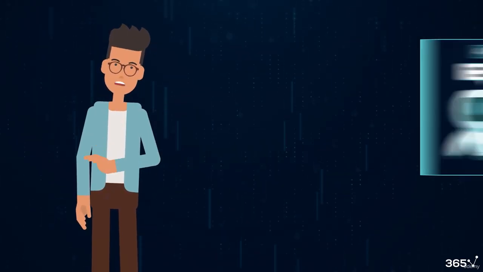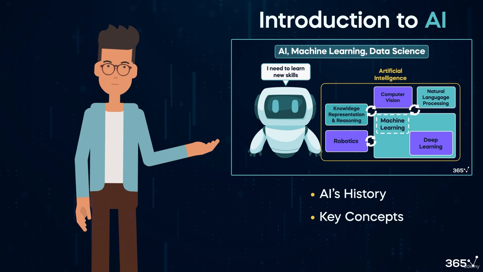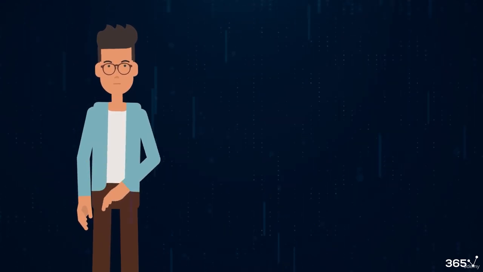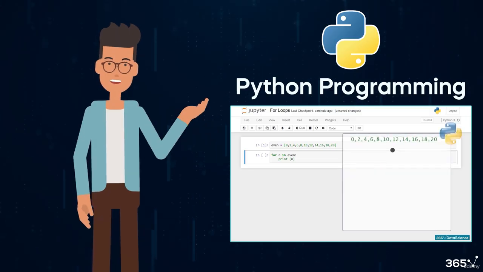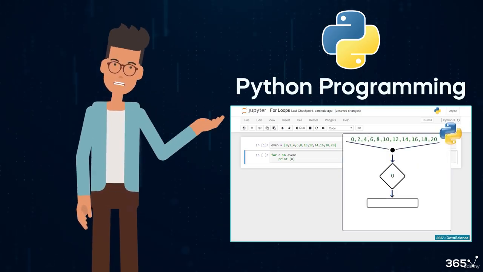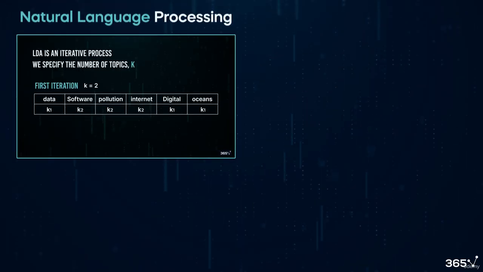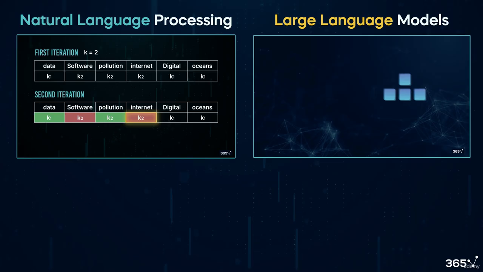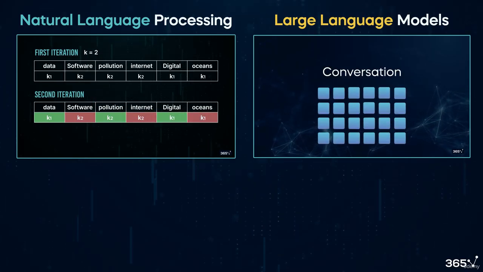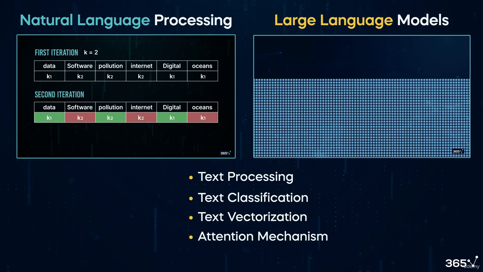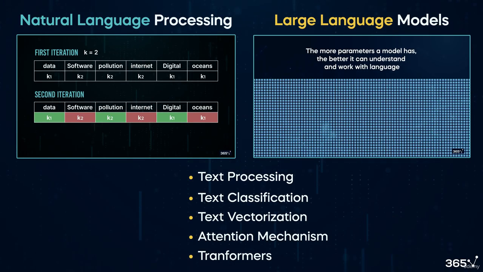We'll kick things off by exploring AI's history, key concepts, and those all too familiar buzzwords. From there, we'll dive into a module on Python programming, ensuring you'll have the coding skills you'll need to move forward. Next, we'll discuss natural language processing and large language models in depth. We'll cover essentials like text processing, classification, vectorization, the notable attention mechanism, and how transformers have revolutionized language models.